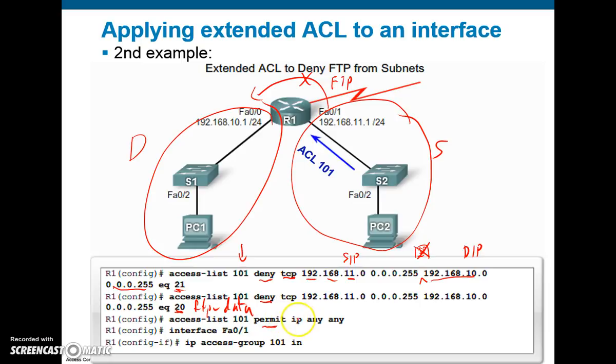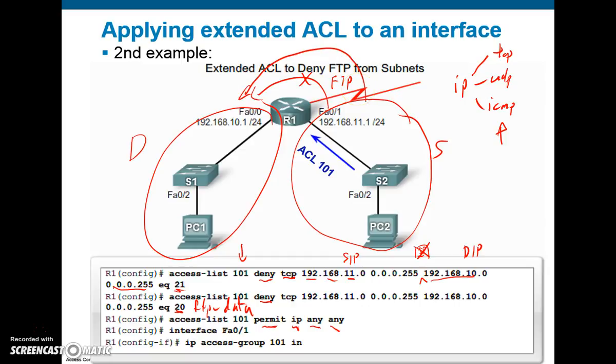So here is the permit IP any from any to any. So this will allow any packets. IP is the protocol that carries TCP packets, UDP packets, and also ICMP packets. So when you permit IP, you are effectively permitting all the packets carried by IP, including TCP, UDP, and ICMP. So here effectively I'm allowing all other packets. I'm only denying the FTP packets.